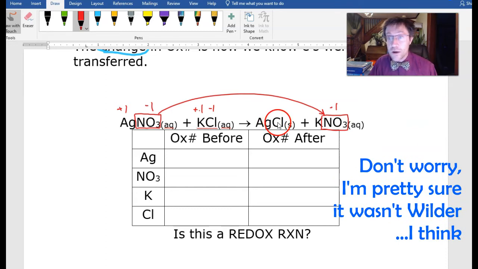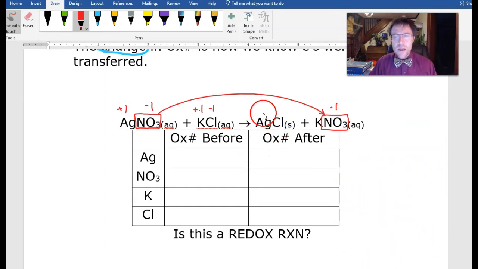Silver, I look it up, is a +1. That's what silver is. Chlorine is going to be a -1, because it's on the negative side. That's all that chlorine can be. And potassium, it's group 1, so it will be +1.